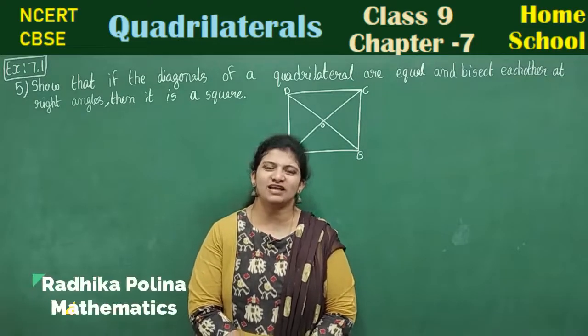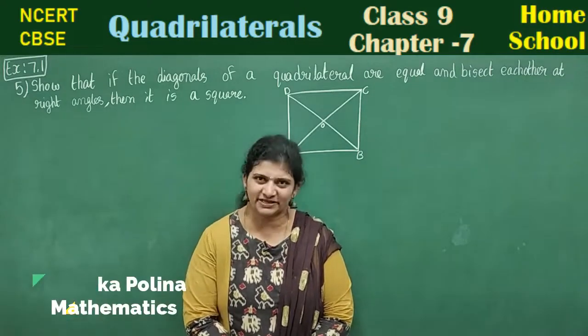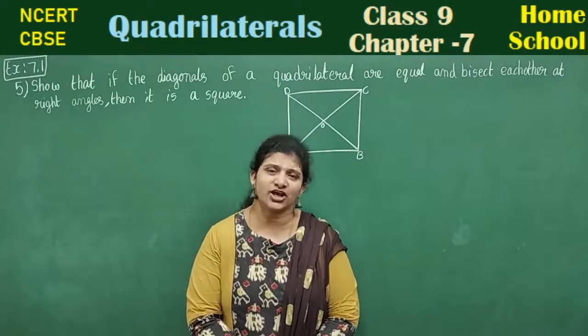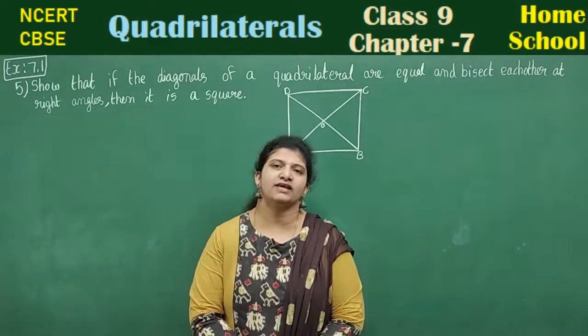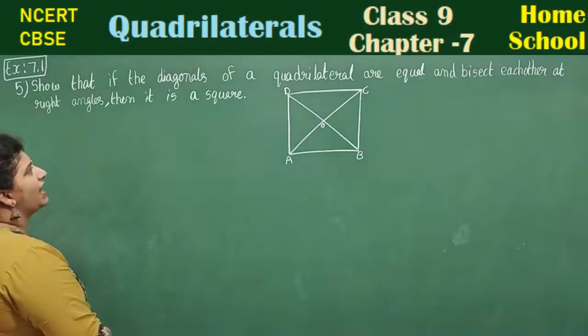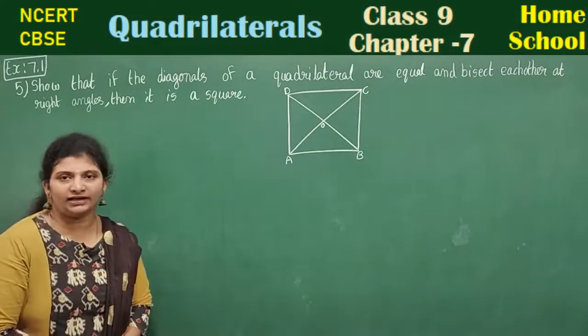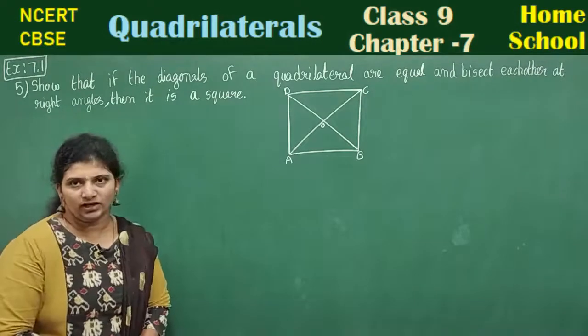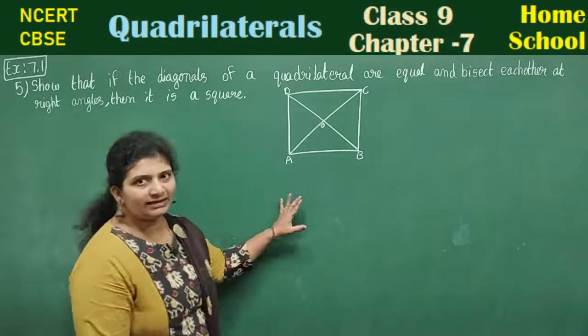This is your class 9 Mathematics NCERT or CBSE board. We are in our chapter 7 Quadrilaterals, exercise 7.1, fifth problem. Show that if the diagonals of a quadrilateral are equal. Okay, let us take a quadrilateral here.